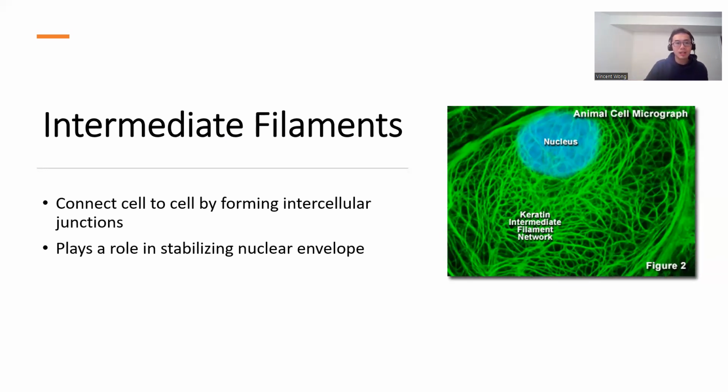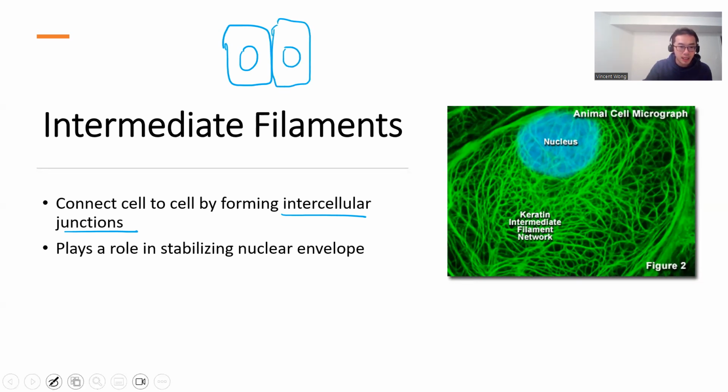And in this case, the intermediate filament not only provides support within the cell, but it's also able to form intercellular junctions. What does that mean? Let's say we have a cell here. Where is my mouse? Okay, it's right here. So there is a cell, and then there is another cell.